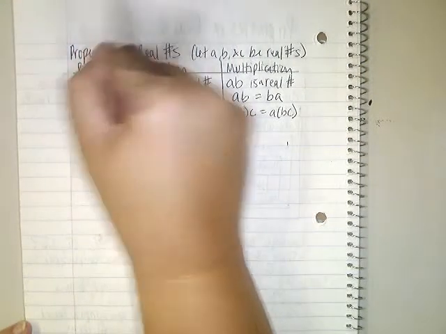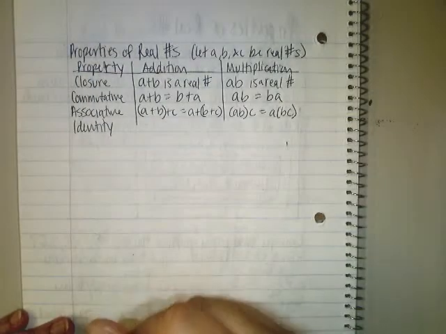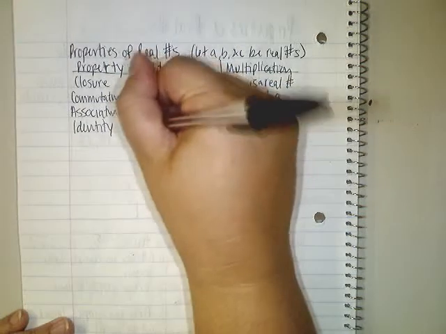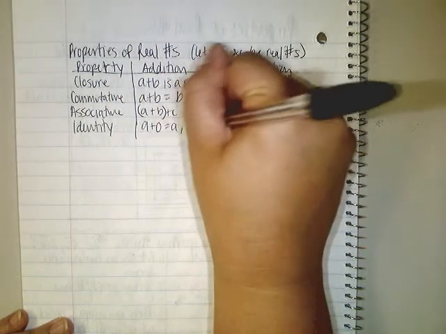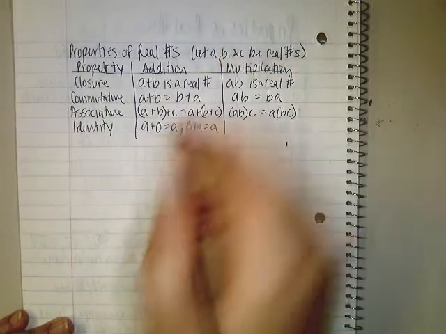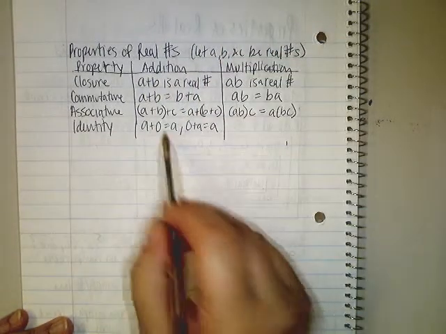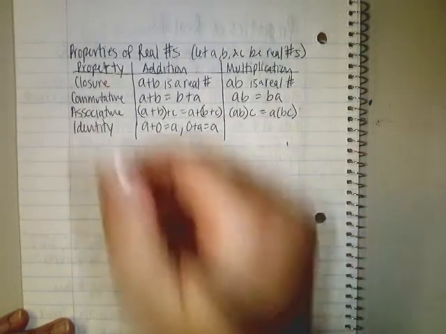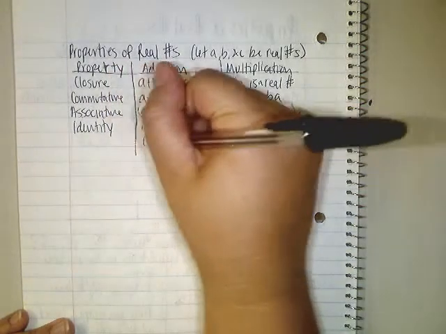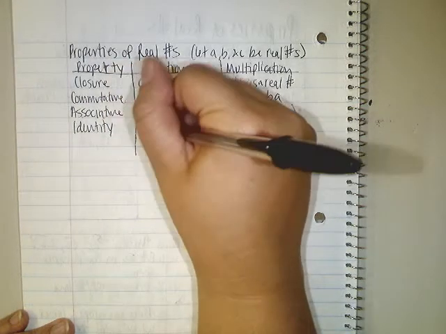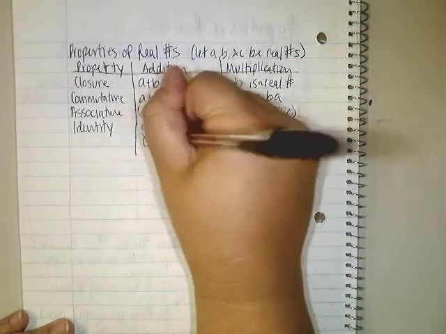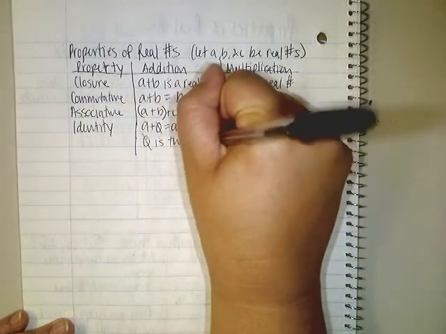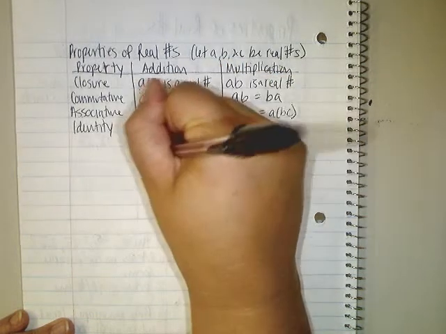Next, we have the identity property, which just says that a plus 0 is equal to a, or 0 plus a is equal to a. Doesn't matter. Similar to the commutative property, it doesn't matter which order you add that. So the key vocabulary here is 0. I'm going to put a line through this so you know it's 0. 0 is the additive identity.